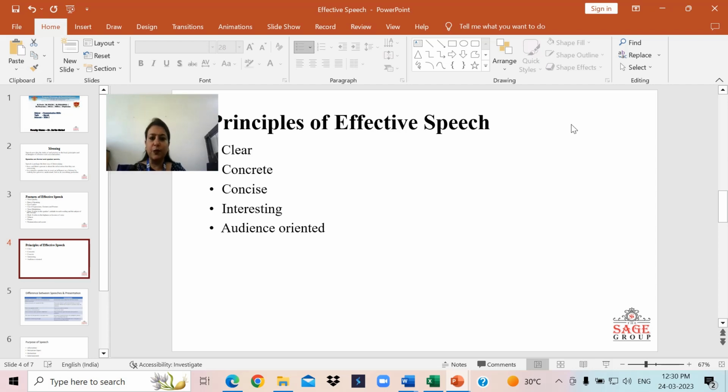Whatever content you are speaking in front of the public or in front of your audience, that should be clear in your mind. The objective of giving a speech should be clear in your mind and in all senses. If it is clear in your mind, only then you would be able to deliver it properly to the other person, to your listeners, right?